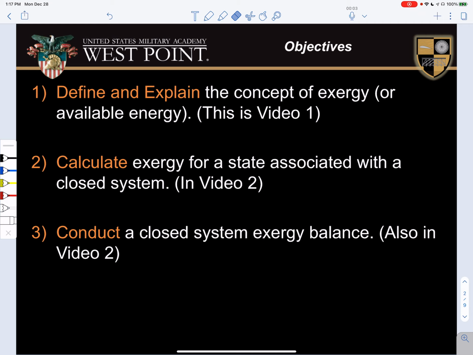Recall, a closed system is a system which only interacts with the surroundings without mass flow into or out of the system, so there's no inlets or exits. So you can still have work interactions and or heat transfer interactions with the surroundings, but there's no flow into or out of the system.